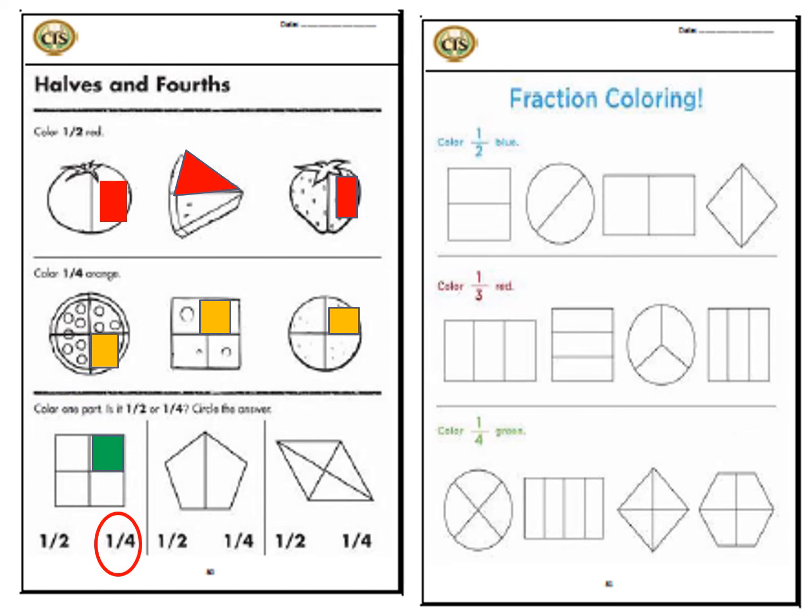1/4. Here the total part is 1, 2. So can I say 1 over 4? No. The total part is 2 and I will color one part, so it will be 1 over 2. 1/2. Here, how many parts? 1, 2, 3, 4. So it will be 1 over 4.